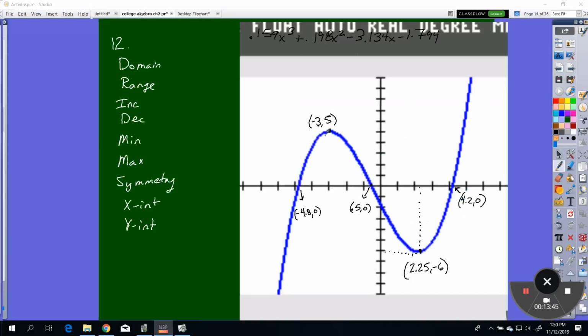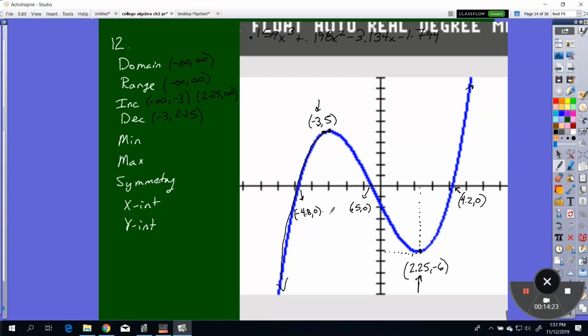Okay, so I already made the picture and I labeled these points. So the domain is negative infinity to infinity because it keeps going left forever and ever. The range, it goes down forever and it goes up forever. So that's negative infinity to infinity. It's increasing from negative infinity to negative 3 because all of this is increasing between x values. It's decreasing between negative 3 and 2.25. So again, we're just looking at these x coordinates. And then it's increasing again from 2.25 up to forever.